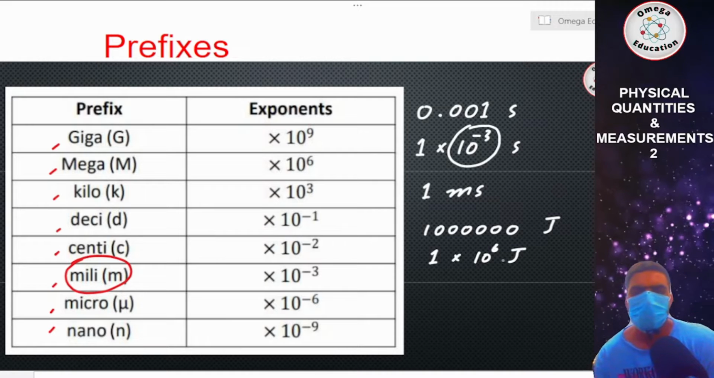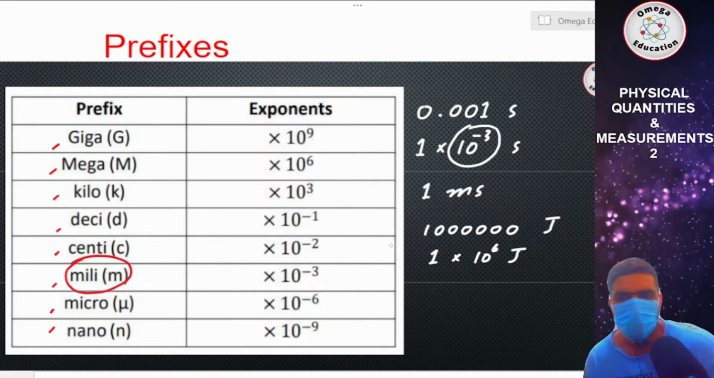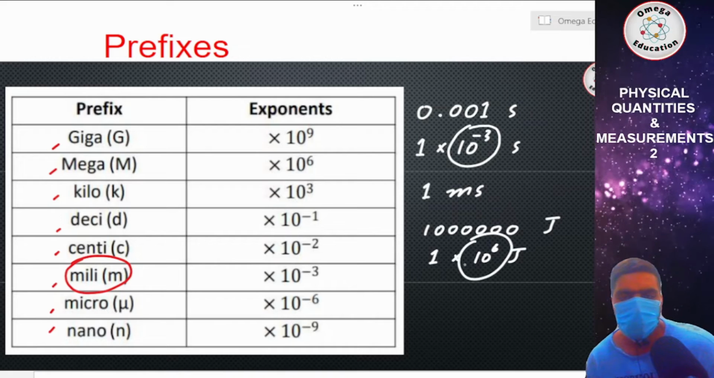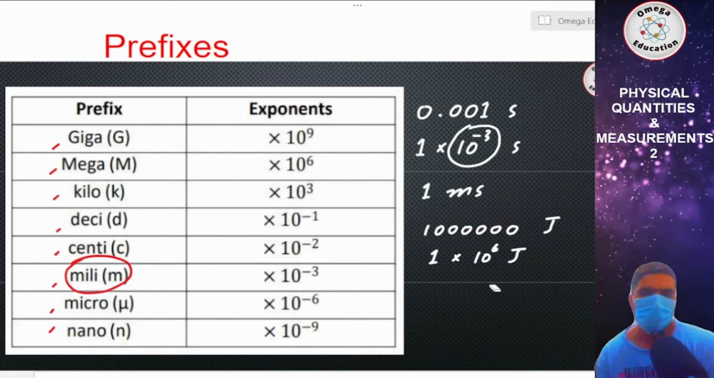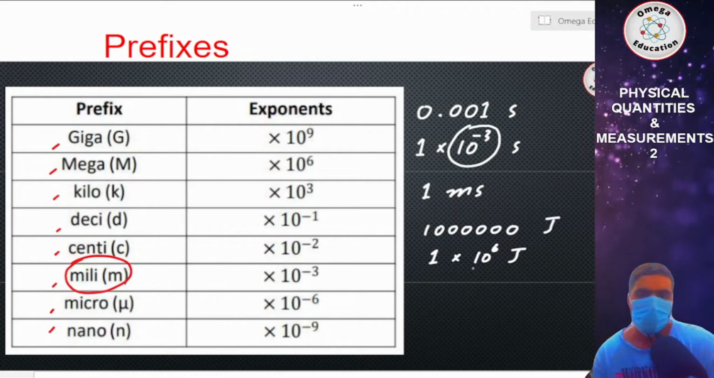Then the thing is, I want to narrow it down further. I don't even want to write 10 to the power 6. I want to get rid of it. How would I do that?